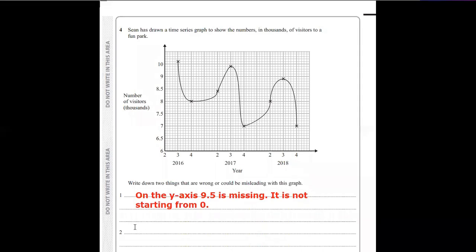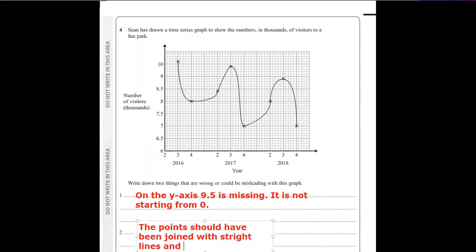No, that is 1 point because that's about the scale on the y-axis. Well, you have to join them up with straight lines. There should be no gap between them. Someone could do them as curved lines. Yes, okay. The points should have been joined with straight lines and not curves.